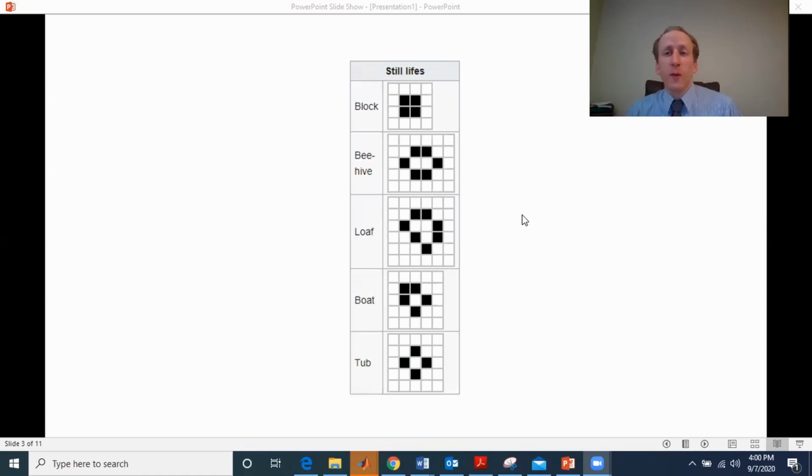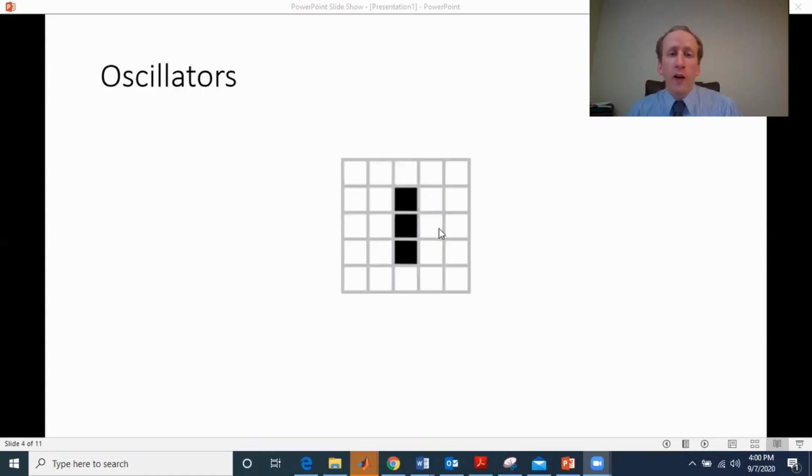Things get really interesting when we start talking about oscillators, though. An oscillator is a configuration that repeats. It just keeps doing the same thing, but it's changing its life forms. So a horizontal block of 3 becomes a block of 3 vertically because the endpoints have 1 neighbor, the middle guy, and the other points have 3 living neighbors, so they come into existence. So this pattern just keeps on repeating. This is an oscillator with period 2 because there are 2 different cycles that the blinker goes through.